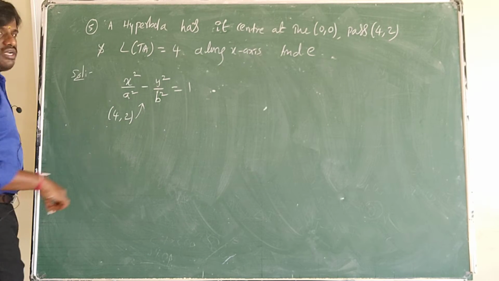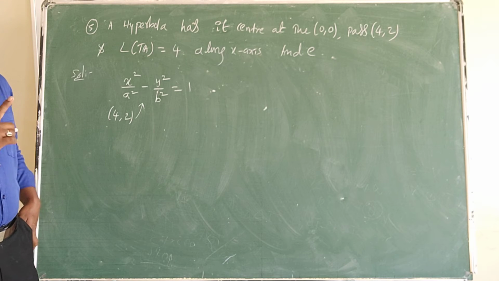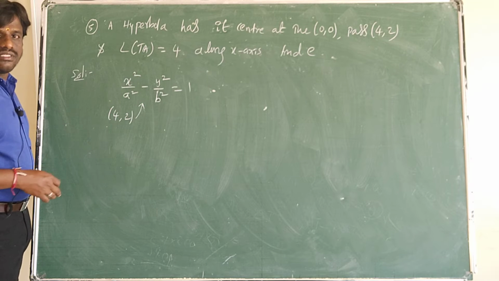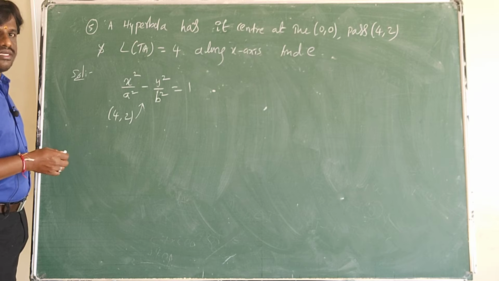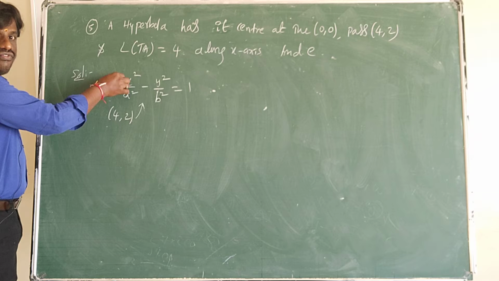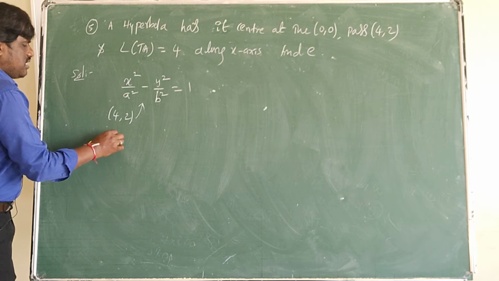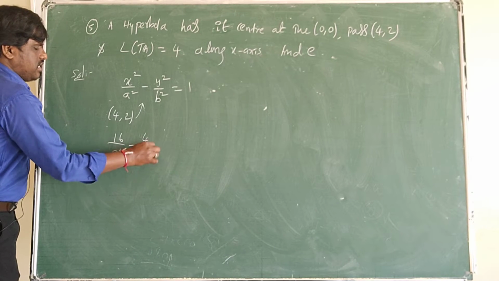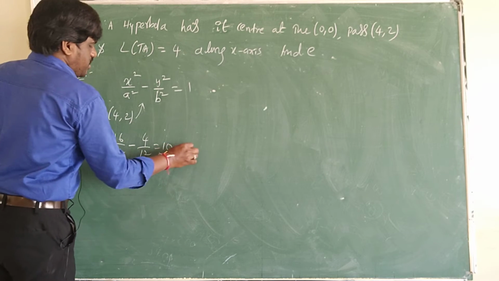It is passing through which point? (4, 2). Right. And what is said here? The center is (0, 0). That's why x minus 0 whole squared, y minus 0 whole squared. So x squared by a squared minus y squared by b squared equal to 1. Now, if it is passing through this, the x value should be substituted as 4 and the y value as 2. So substituting there, what you get here is 16 by a squared minus 4 by b squared is equal to 1. Right? So this is one equation.